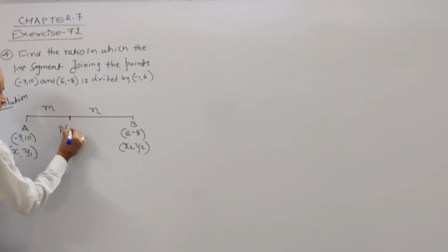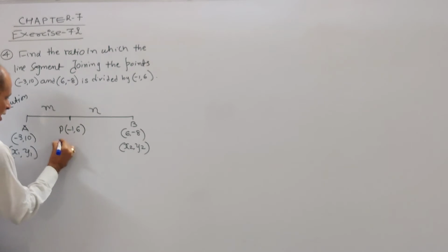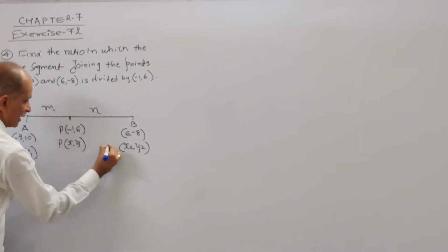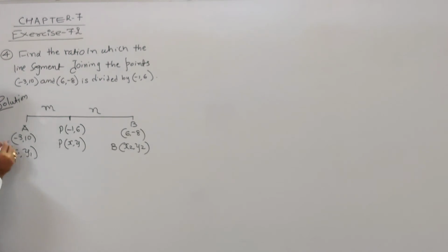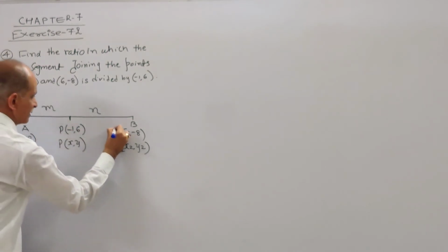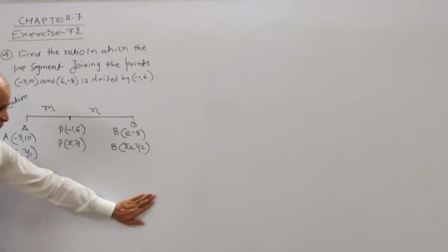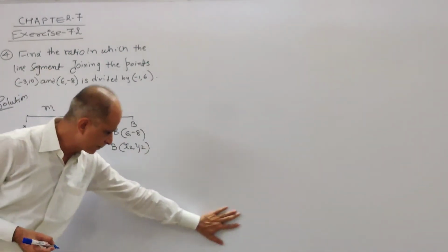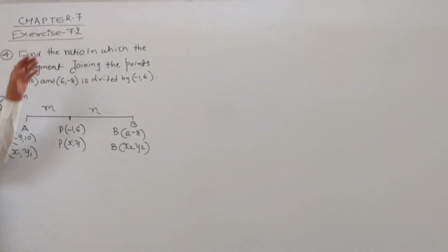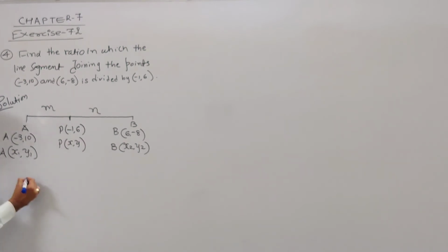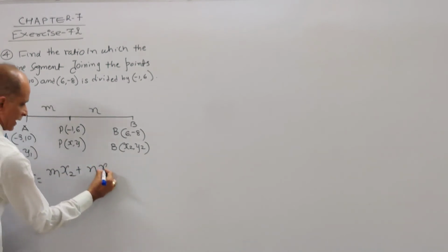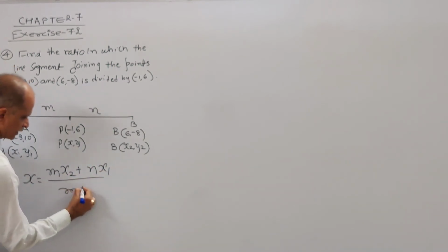So this point, the coordinates are x and y. This is point A, and this is B. So you know, here again you have to use the section formula, a very simple example. We have solved one example of this type in our illustration before exercise number 7.2. So you know the x coordinate: x is equal to (m x2 plus n x1) upon (m plus n).